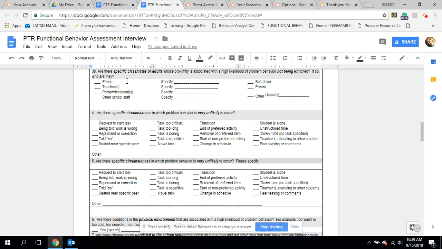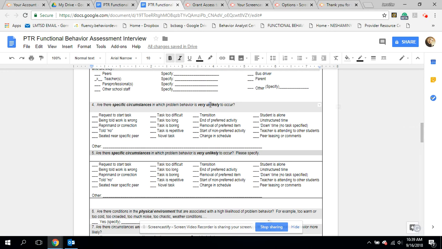So if you want to answer this one, same way: specific classmates or adults whose proximity is associated with a high likelihood of the problem behavior not being exhibited. So let's say, they really don't do it to me, but we do see it with peers, we do see it with the paraprofessionals. You would write your name down, or the specific teacher, or parent, or bus driver. So this, let me just change that. Very likely. Are there specific circumstances in which the problem behavior is very likely to occur?